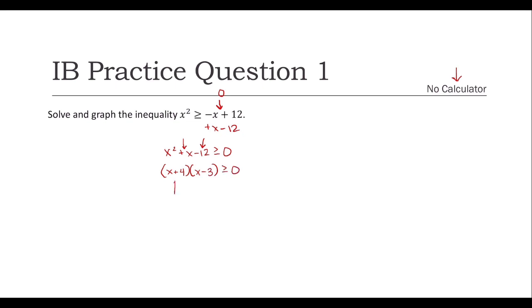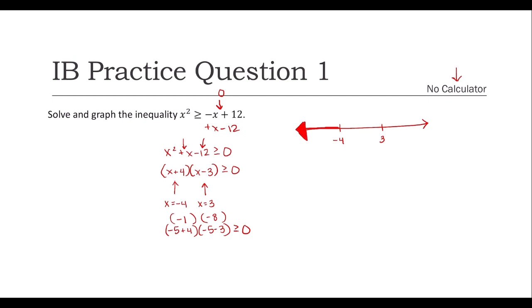So we'll find our zeros. So this would be 0 if x equals negative 4, and this would be 0 if x equals 3. So we'll graph our negative 4 and 3. If x is negative 5, we'd have negative 5 plus 4 times negative 5 minus 3 is greater than or equal to 0. Negative 5 plus 4 is negative 1. Negative 5 minus 3 is negative 8. A negative times a negative is positive, so it will be greater than or equal to 0. So our area over here to the left is going to be solutions.